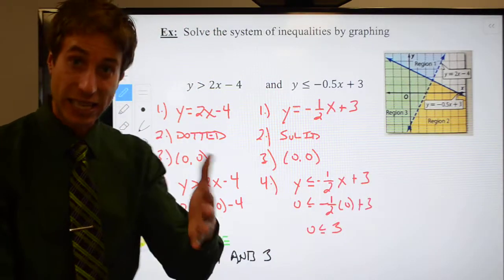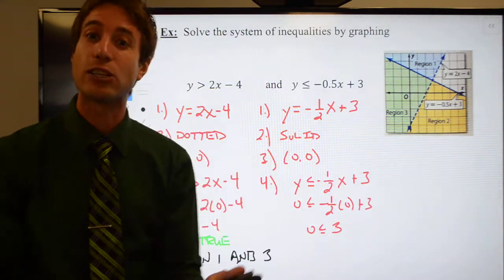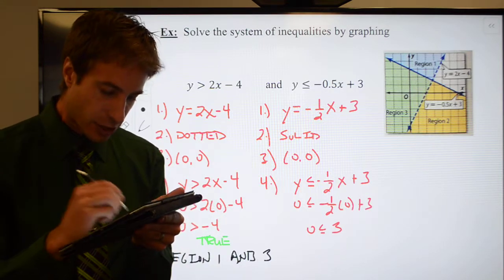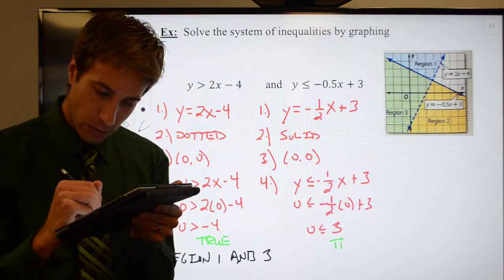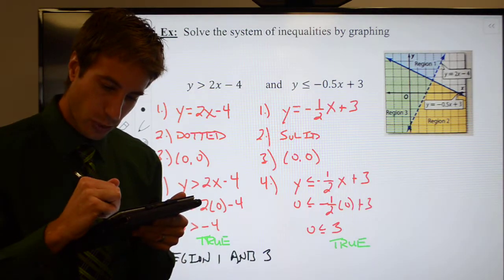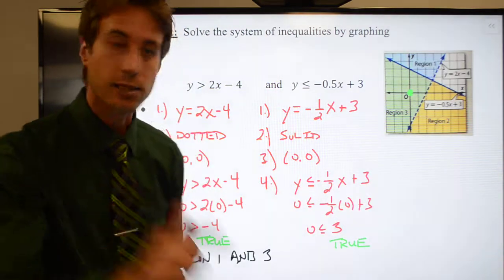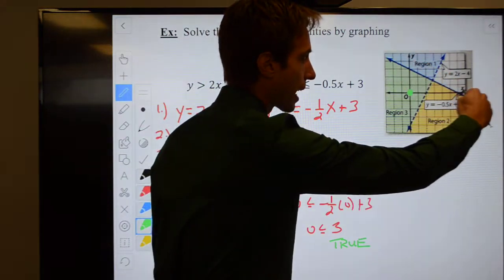We're good. 0 is less than or equal to a positive 3. Now, is that a true statement? Well, yeah, that turns out to also be true. Okay, well, my test point was right there. There's my test point. It's the solid line, that guy right there.